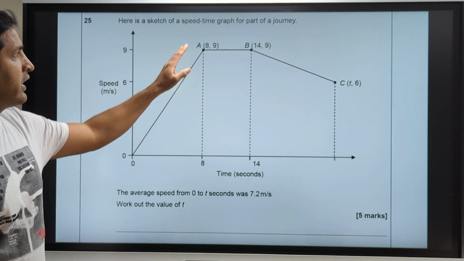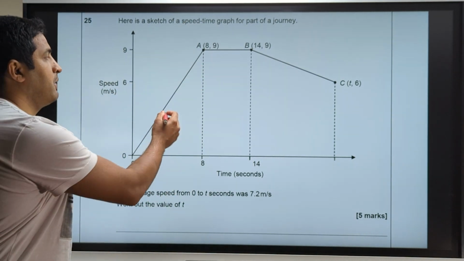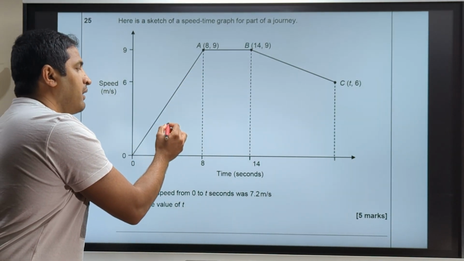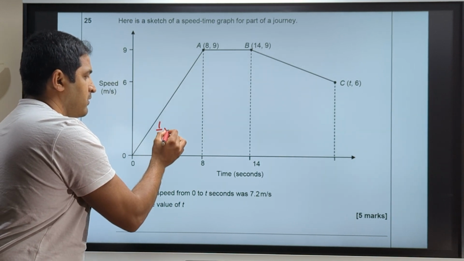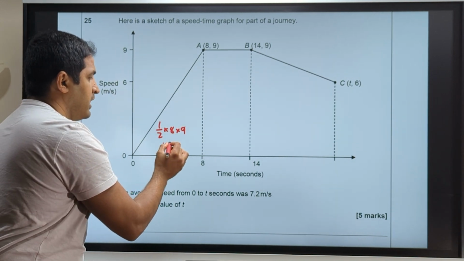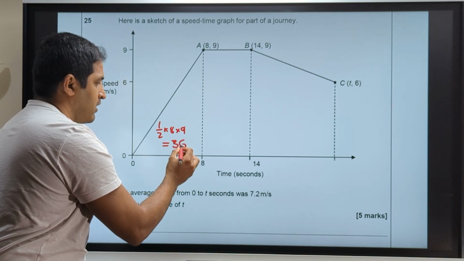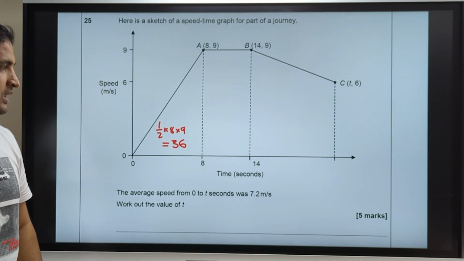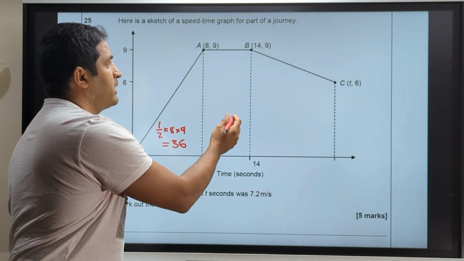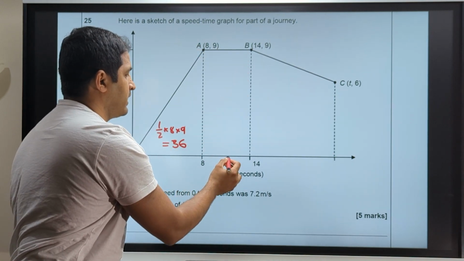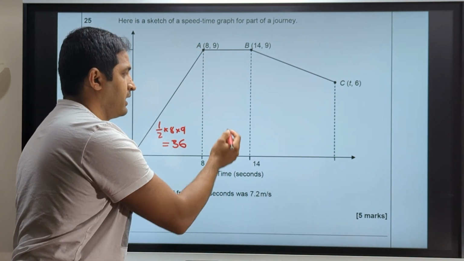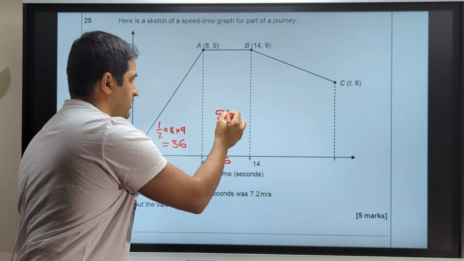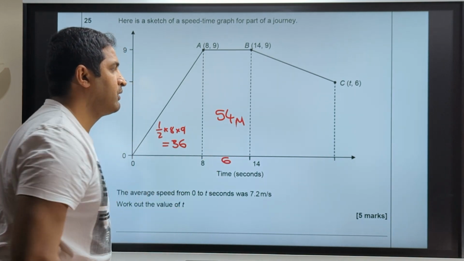So this triangle here is 8 across, 9 up. If you want to work out the area of this triangle, it's half of 8 times 9, which is 36. So in this first 8 seconds we travel 36 meters. And then this one here, we're going from 8 to 14. So that length is 6 and the height is still 9. So 6 times 9 is 54. So the area there is 54 meters.